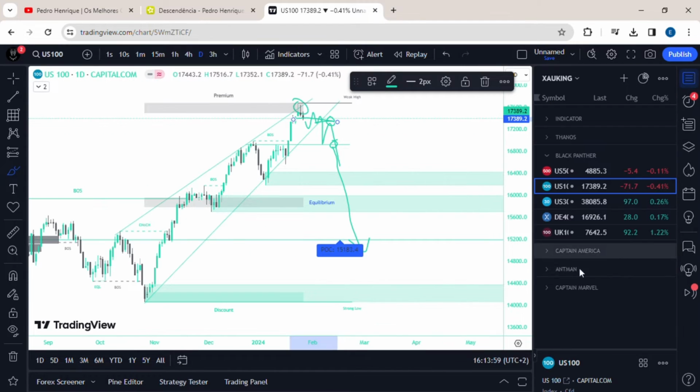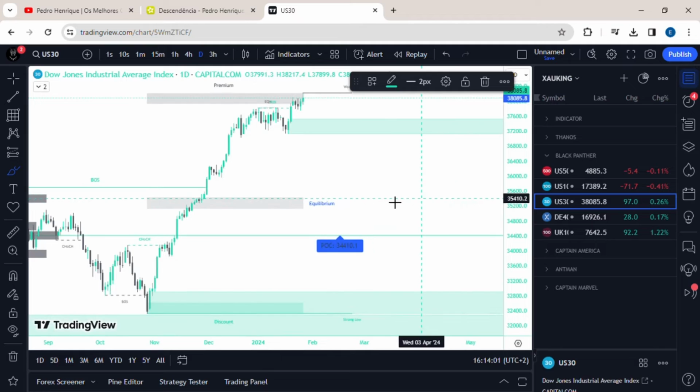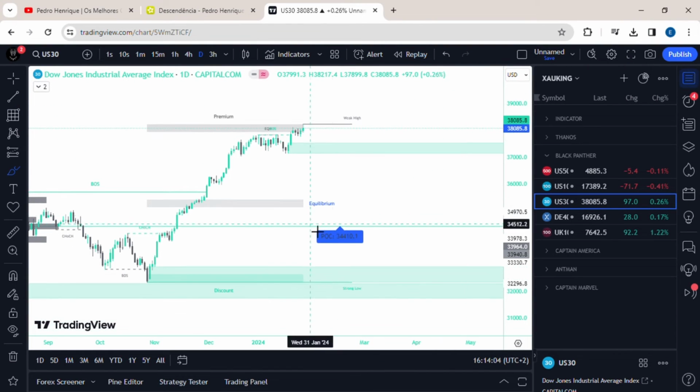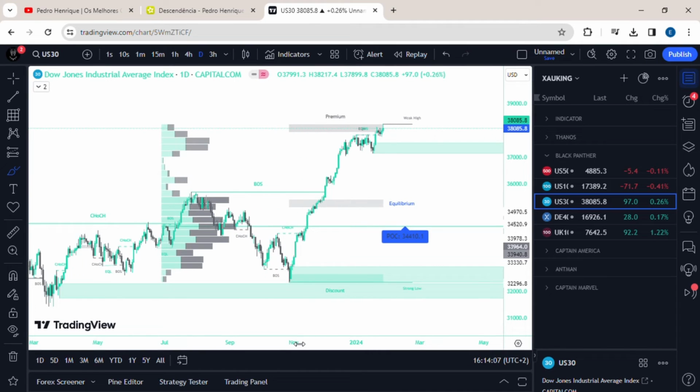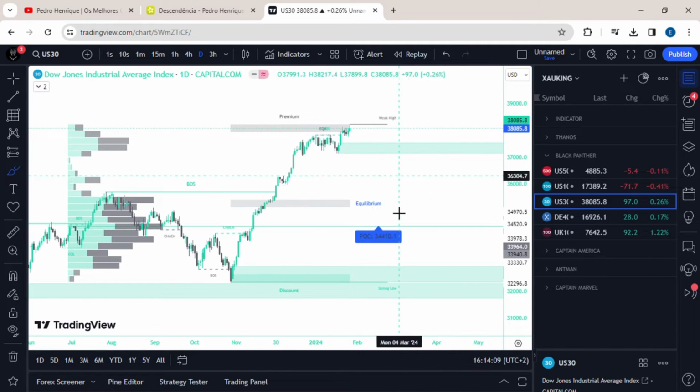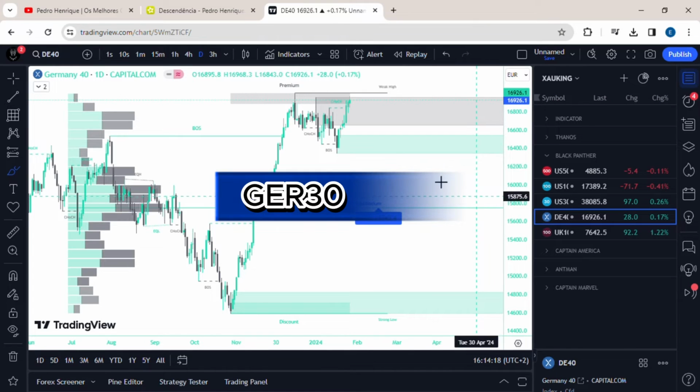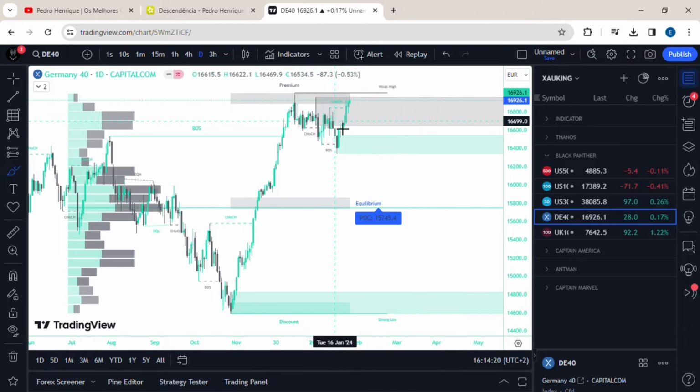Let me go to the Dow Jones. Looking at the Dow Jones, basically they are correlated. You can do the same thing here. There's not much to be analyzed. The point of control is down below, which means that massive orders have been taken here. So you go there. The same applies to the German 30, but there's a lot of bullish.